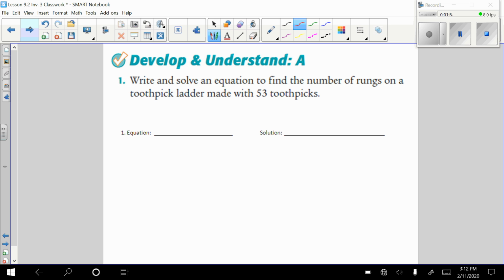Now, what if I had 53 toothpicks? Again, we know the rule. It gave it to us. How would I write that? Well, I would write that as 3r plus 2 equals 53. And it really doesn't matter if you put 53 first or last, as long as it's on the other side of the equal sign. Now, do your backtracking to solve.